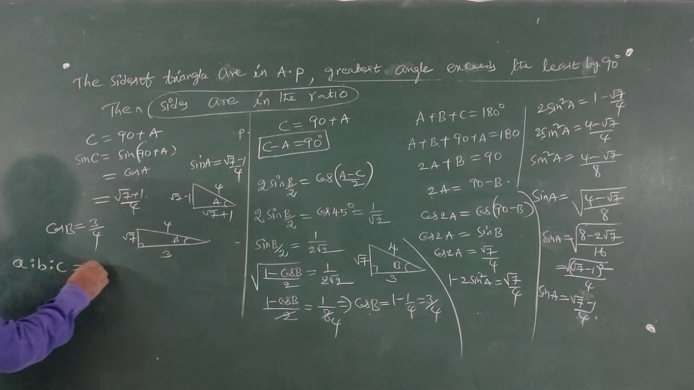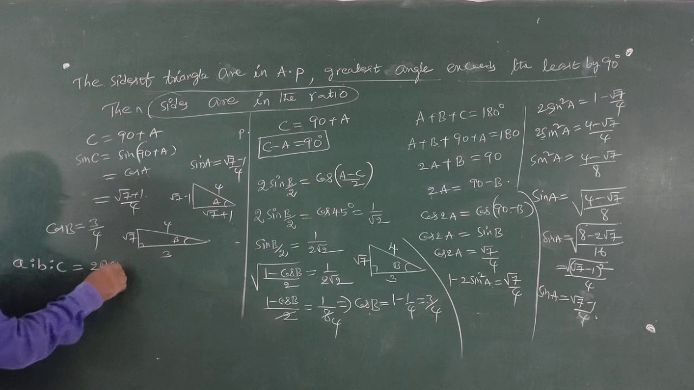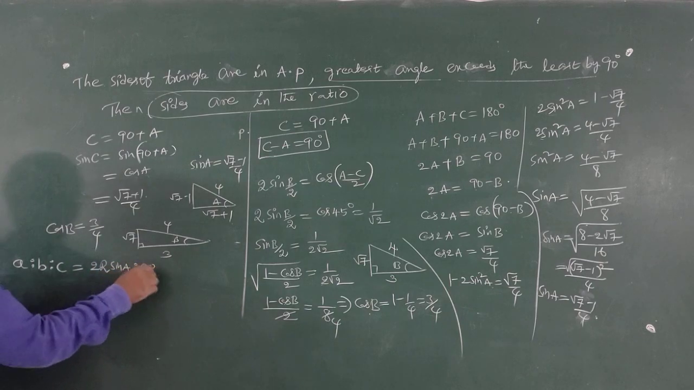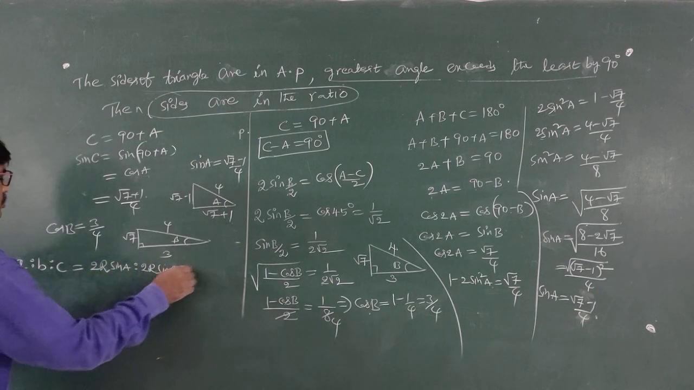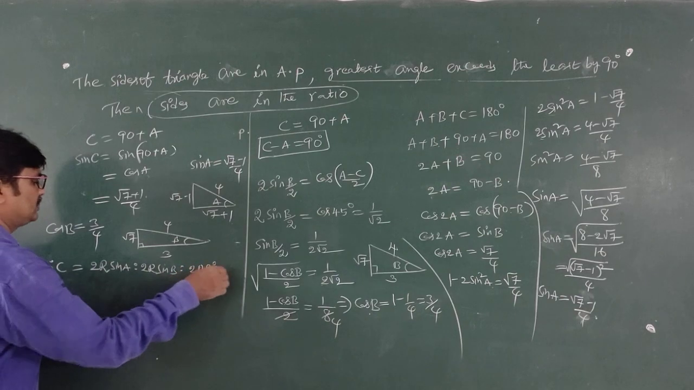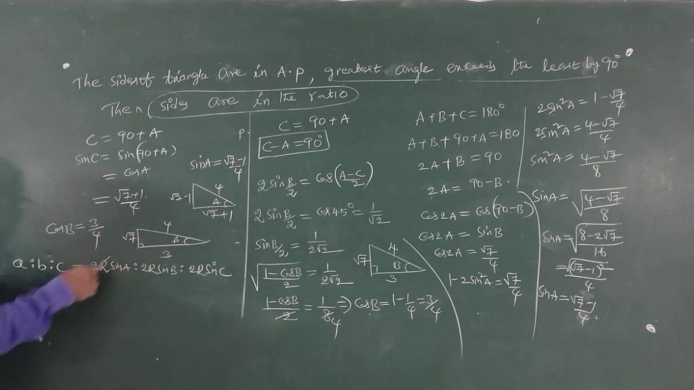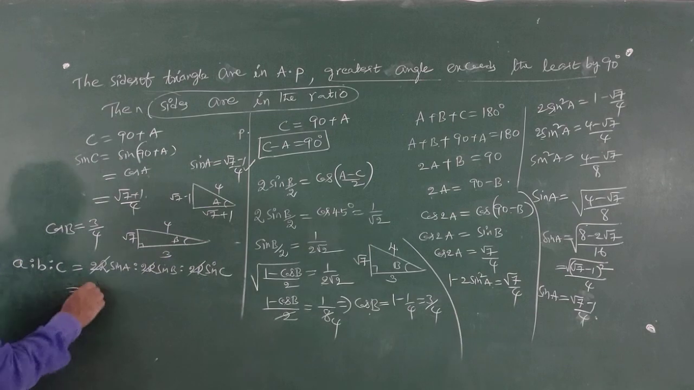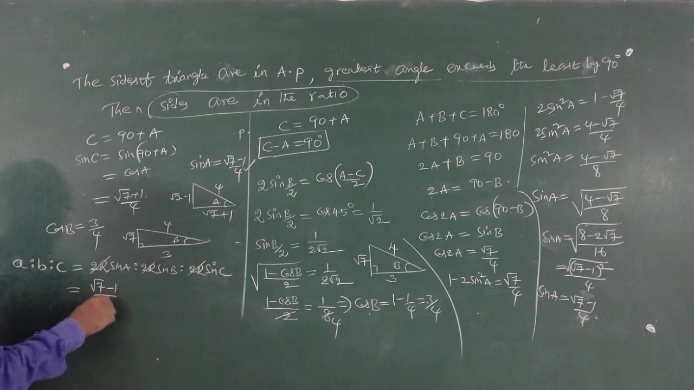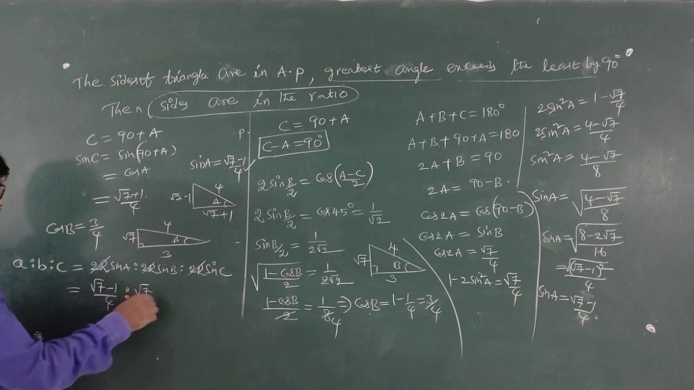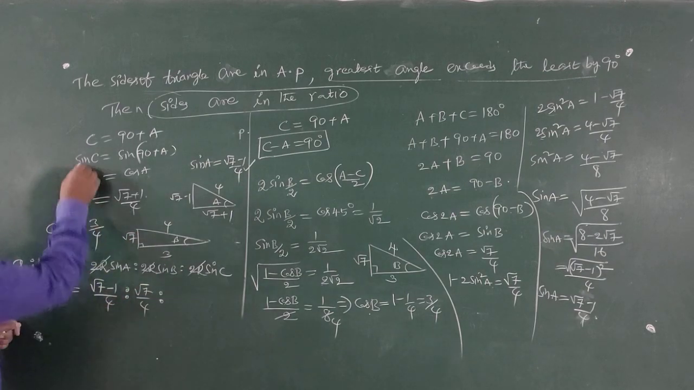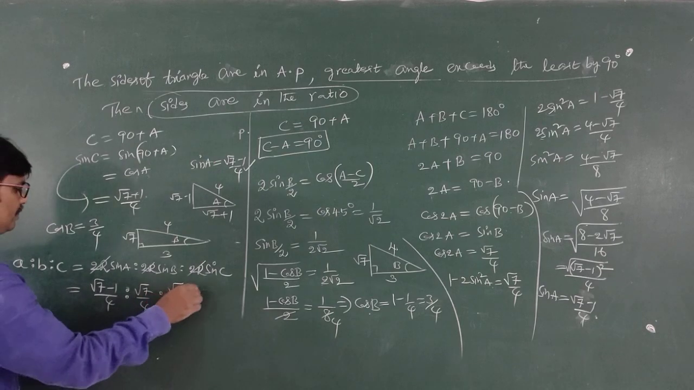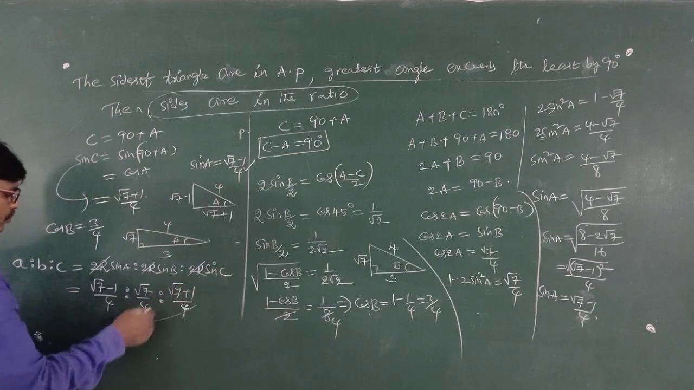From the sine rule we know that small a is 2R sin A, small b is 2R sin B, small c is 2R sin C. Is it clear students? Now 2R cancels. The value of sin A, students, is root of 7 minus 1 by 4. The sin B from the diagram is root 7 by 4. What is sin C? That is root of 7 plus 1 by 4. So the 4 is cancelled.